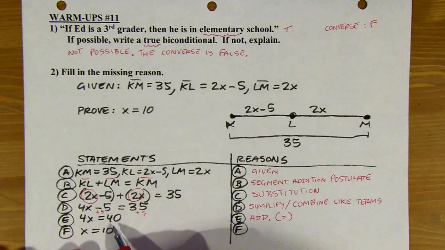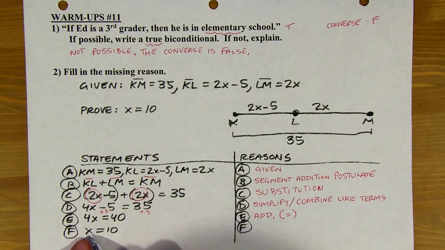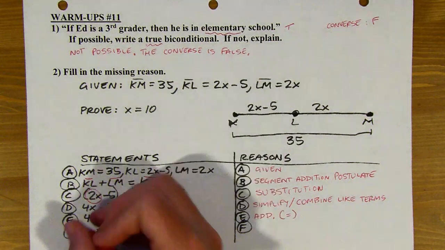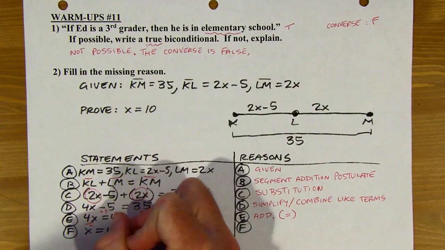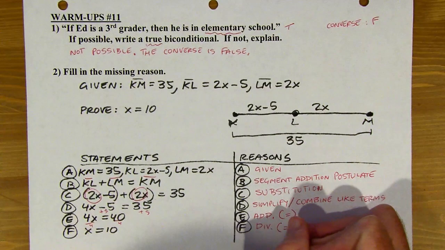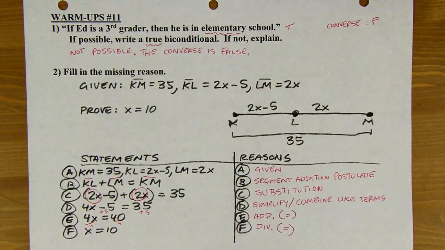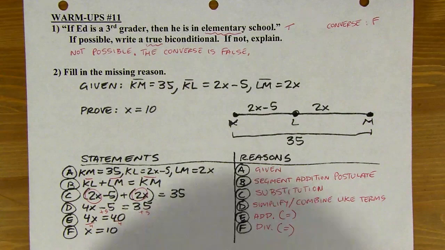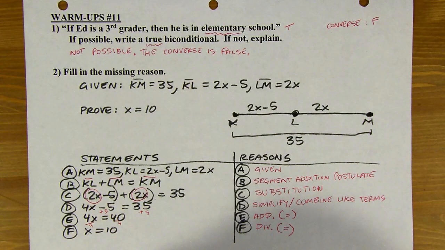And then the last step, let's see, we went from 4x to x and 40 to 10. Well, you can achieve that by dividing the whole equation by 4. So this would be the division property of equality. Okay, and then we've got all of our reasons. And there's a two-column proof. Okay. All right, see you next time.